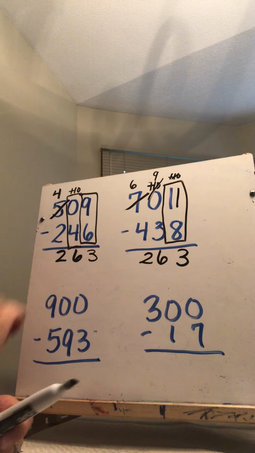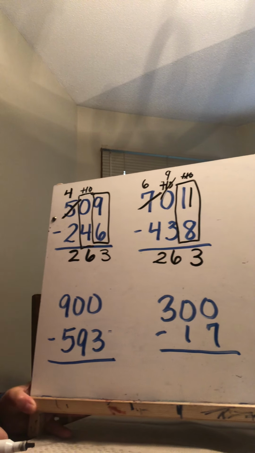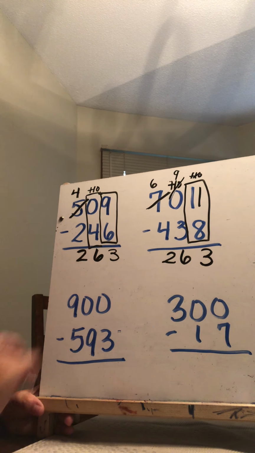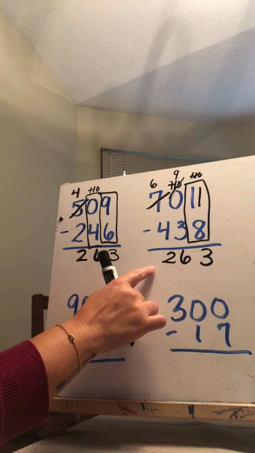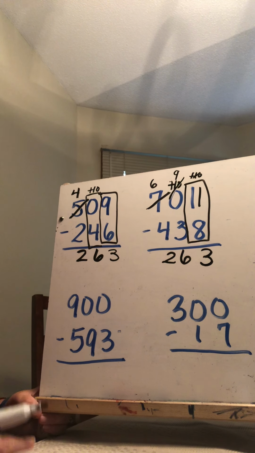These problems are very challenging, boys and girls, so give yourself some grace as you're practicing, but maybe create some more of your own if you're still struggling. Let's come down to the bottom. I made 2 problems where I don't have anything in my tens or my ones. So again, it's going to look a lot like this problem that we just did. I have 900 minus 593.